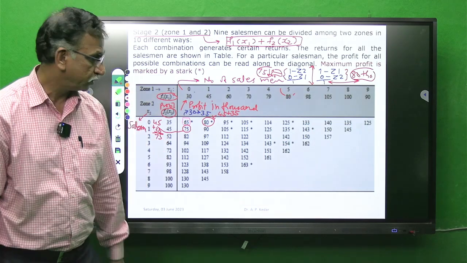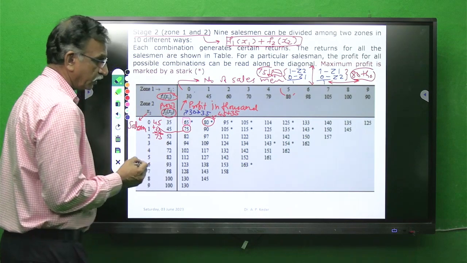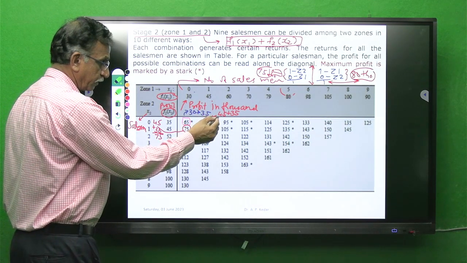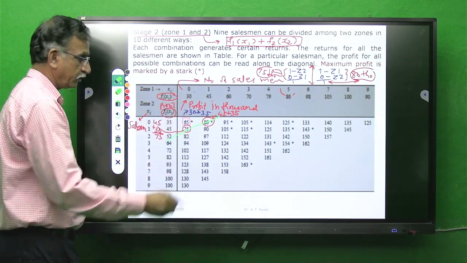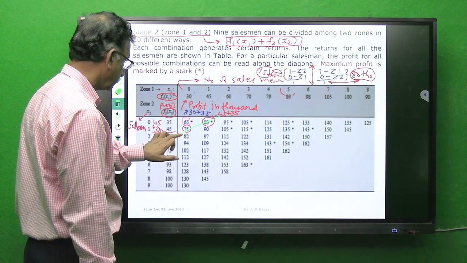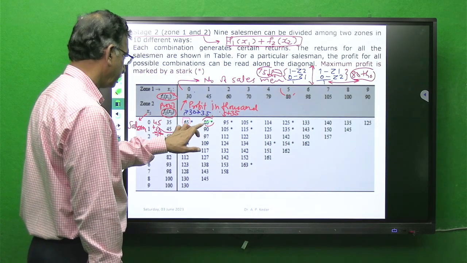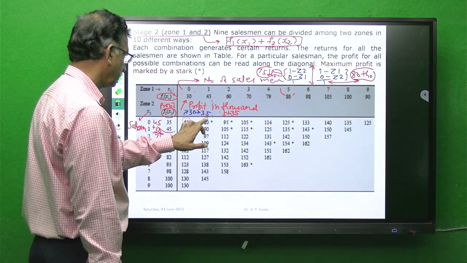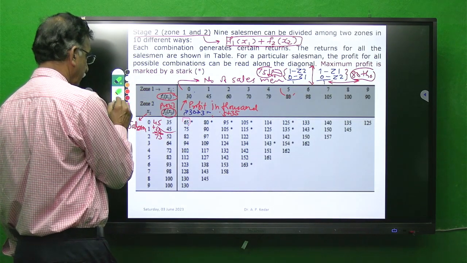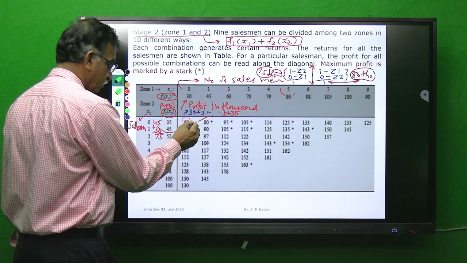So now what is important? Very important. What is that? See, you are getting these two values, but these values are across diagonal. Rather, what I will do, these two values are across diagonal, means these two values.